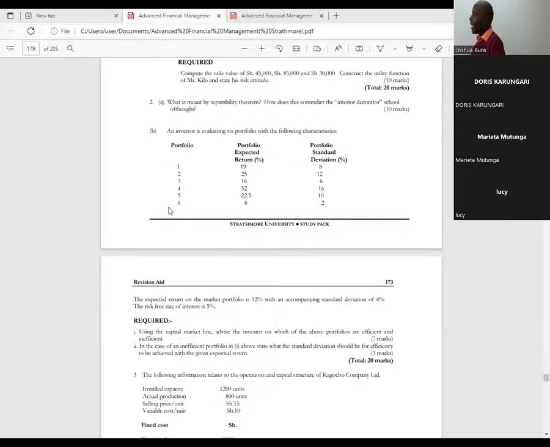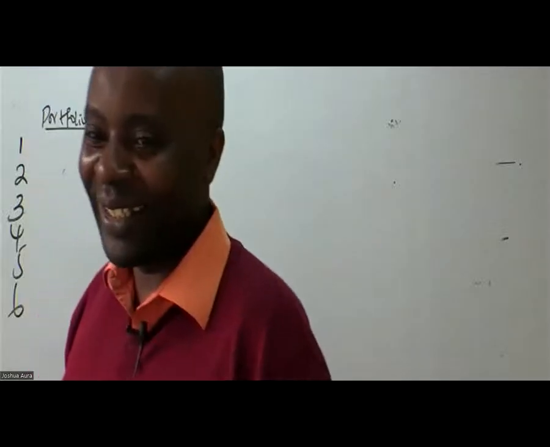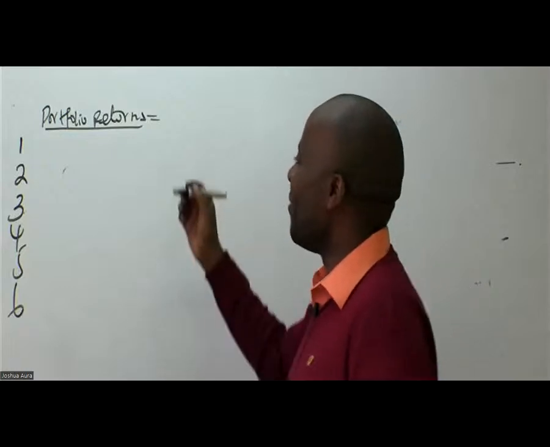Abracadabra, what do I have? I have my portfolios there: portfolio 1, 2, 3, 4, 5, 6. Those are my portfolios. And then, ladies and gentlemen, I would want to get the portfolio returns for each one of them, and I know the formula. This is how I'm getting the portfolio returns, or the CML returns.